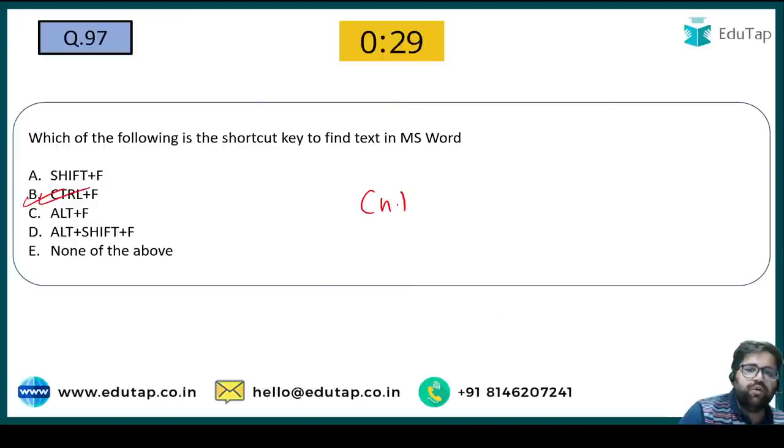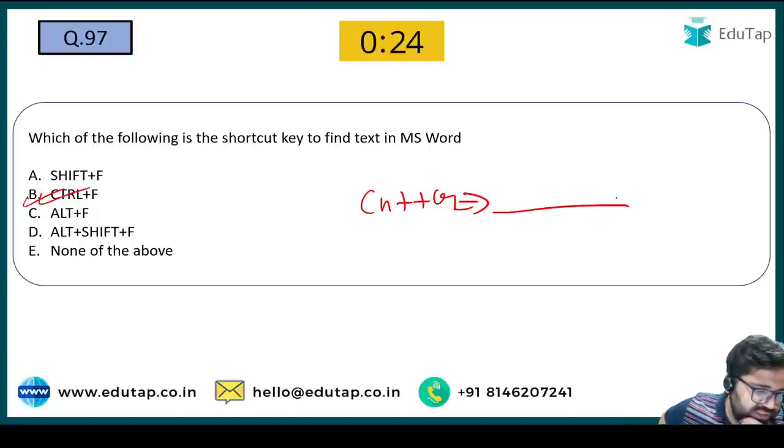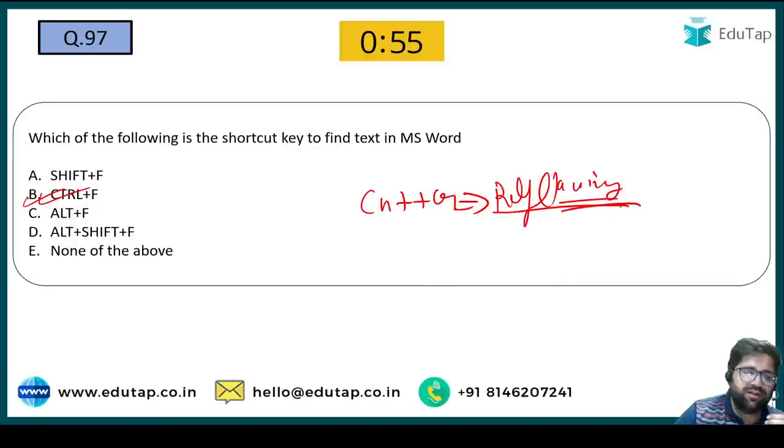Now tell me, what is Control plus G? What should I write over here? Control plus G, my friends, fast. Do not waste your time as well as my time. Control plus G is used for... Control plus X. Someone is saying Control plus X is for redo. Control plus G is used for replacing. Please note this particular thing.